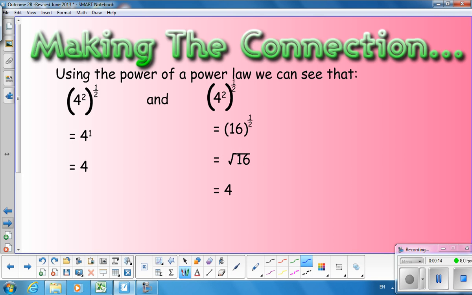Using our power of a power law, we can see that 4 squared to the power of 1/2, we would multiply those exponents, and 2 times 1/2 is 1, so we end up with 4 to the power of 1, or 4. If I evaluate inside my brackets first, 4 squared becomes 16, 16 to the power of 1/2. Well, we're not sure what that 1/2 exponent means, but in order to end up with equivalent answers here, we would have to take the square root of 16.